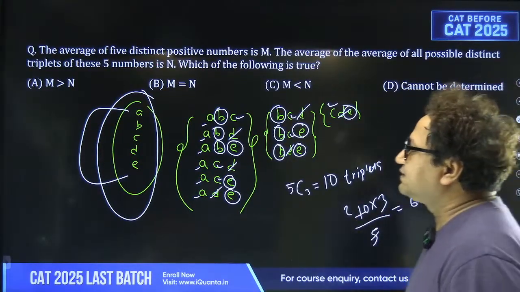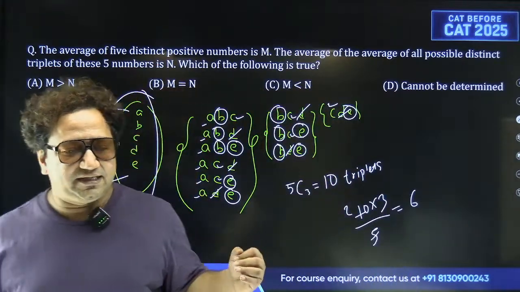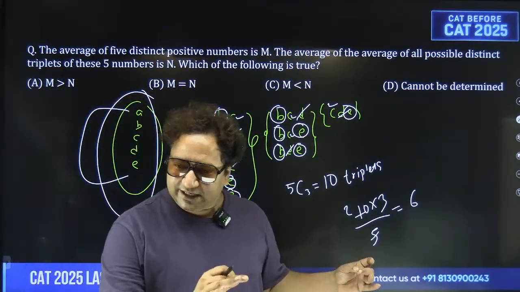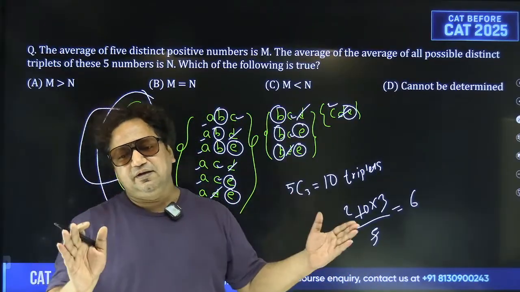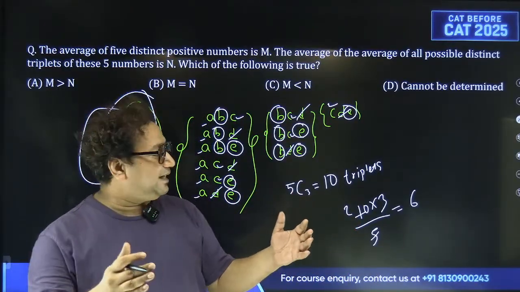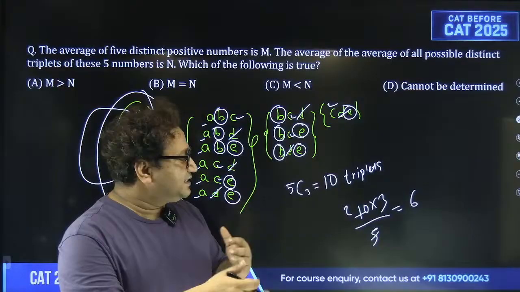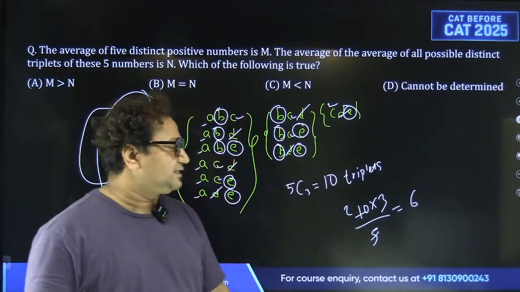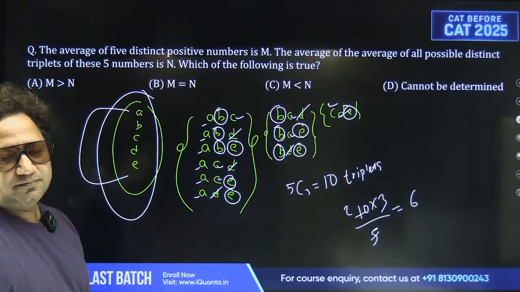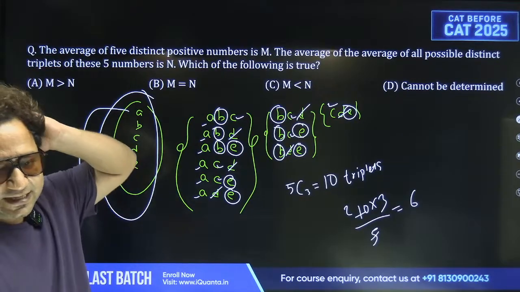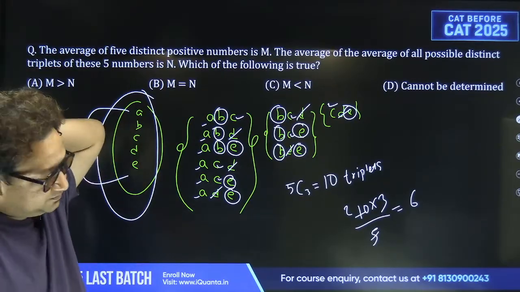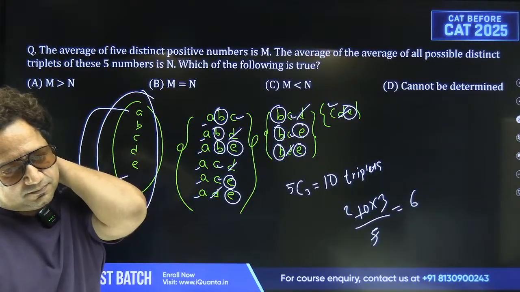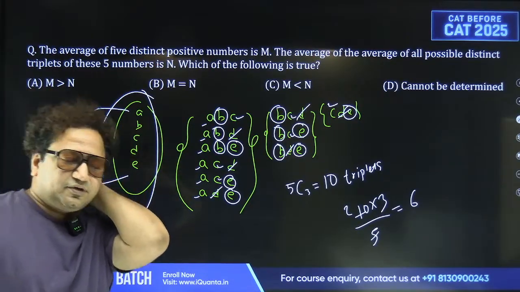That means in the 5C3, that is 10 triplets, which means 3 terms each, there will be 30 terms in total, which are made by equally distributing these 5 elements. So let's divide that by 5 and get 6. Is that clear, everyone? Do you understand that, yes or no? Do you understand that?